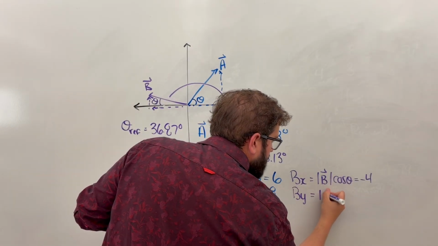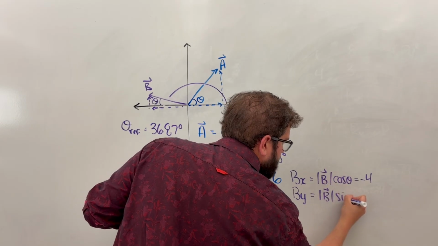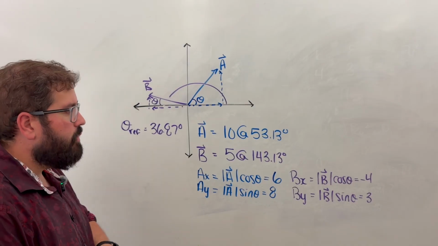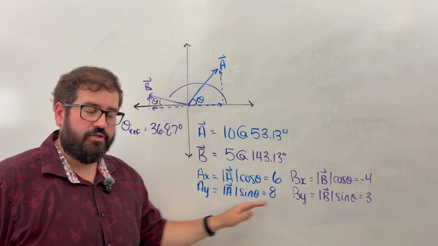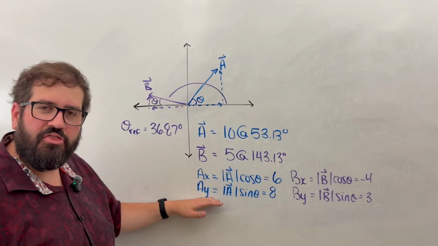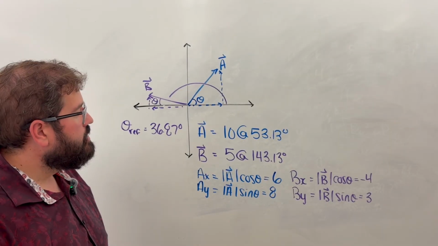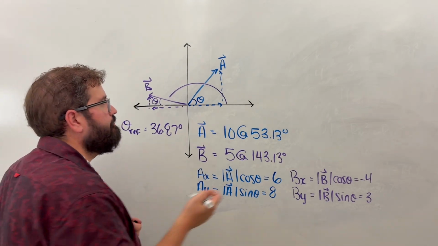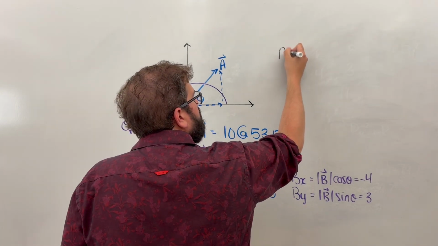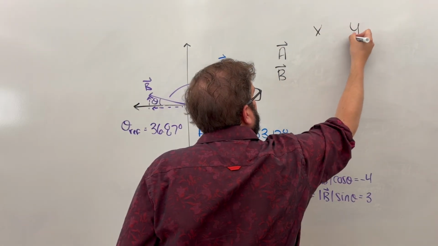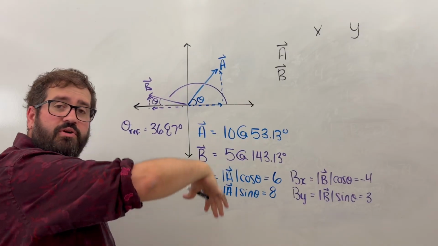By would be magnitude of B times sine theta, and this will be 3. And what I have now are the components of both vectors. Now this can be a lot of information to look at, more so if I had a third, fourth, or fifth vector. So I want to create a table to organize my information quickly. We can say vector A, vector B, and its x and y component. I can just put the values in.